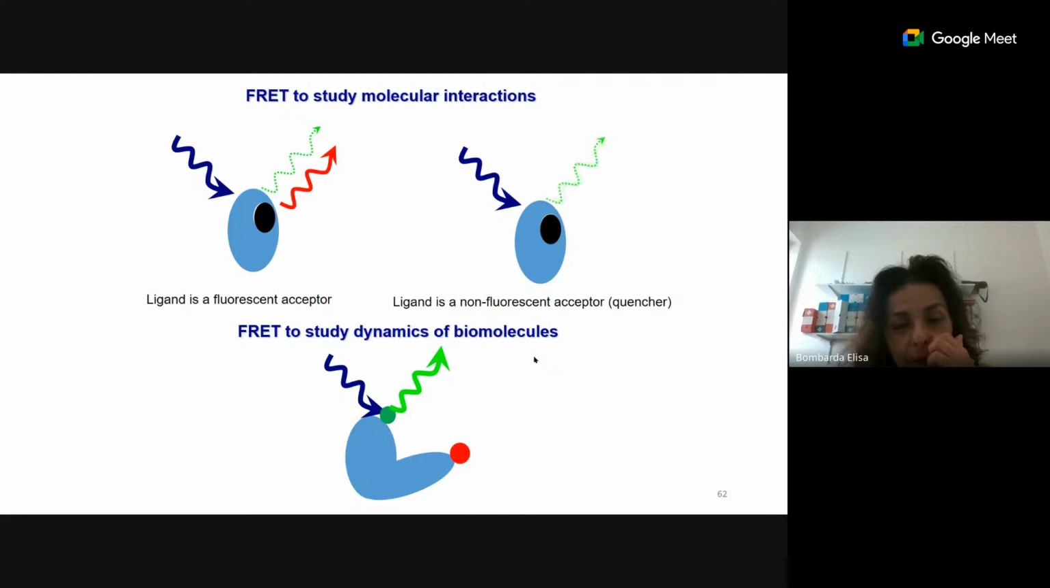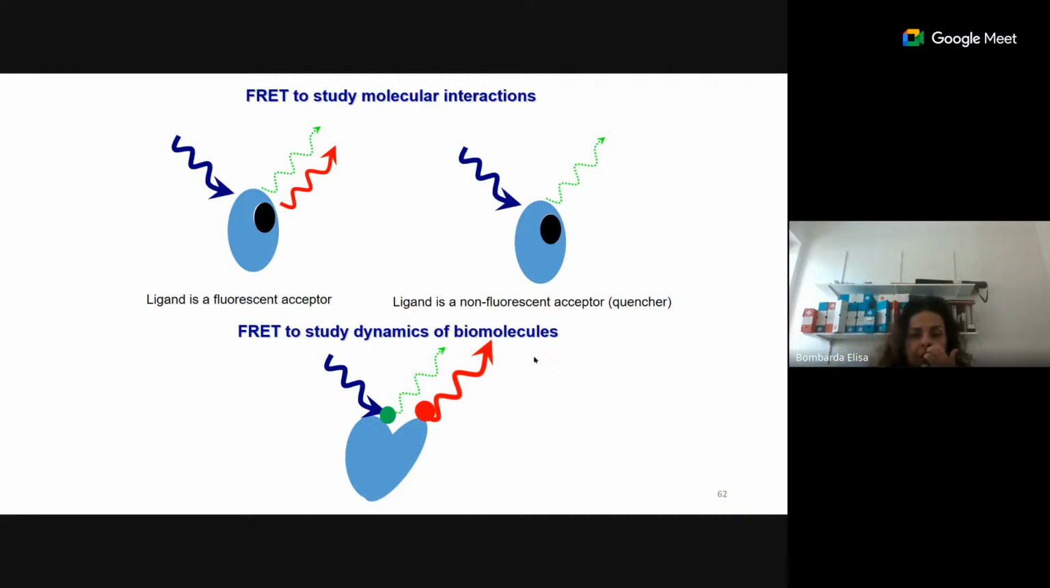We can also study dynamics of biomolecules. Let's imagine having the donor and acceptor in two regions, each one in a different domain of a macromolecule. That is what would happen as a consequence of the movement. As soon as the acceptor gets closer to the donor, we can monitor the FRET, monitoring the decrease of the fluorescence of the donor and the increase of the fluorescence of the acceptor.